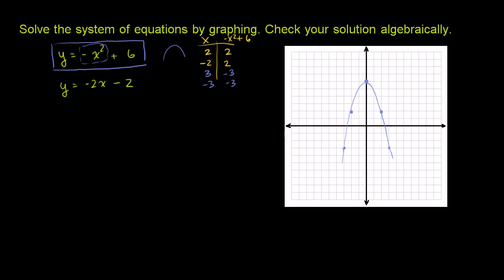Now let's graph this second one over here. Y is equal to negative 2x minus 2. This is just going to be a line. It's a linear equation. The highest degree here is 1. So our y-intercept is negative 2. So 0, 1, 2. Our y-intercept is negative 2, and our slope is negative 2. So if we move 1 in the x direction, we're going to go down 2 in the y direction. If we move 2 in the x direction, we're going to move down 4 in the y direction. If we move back 2, we're going to move up 4 in the y direction.